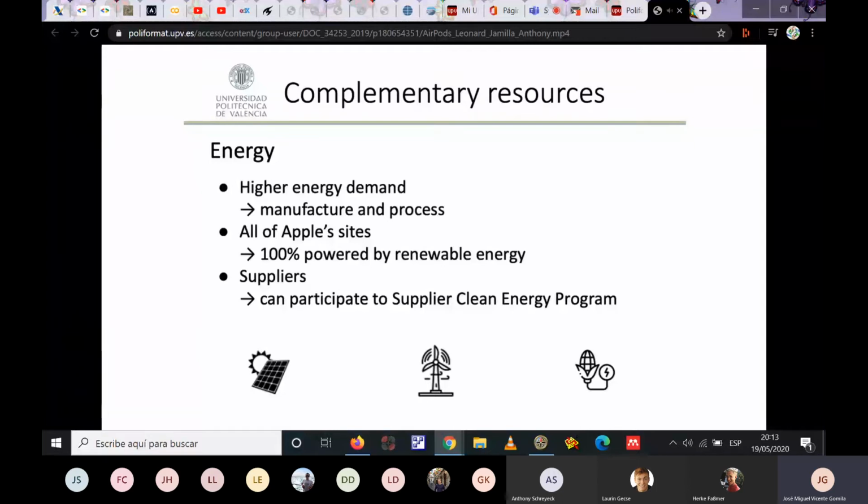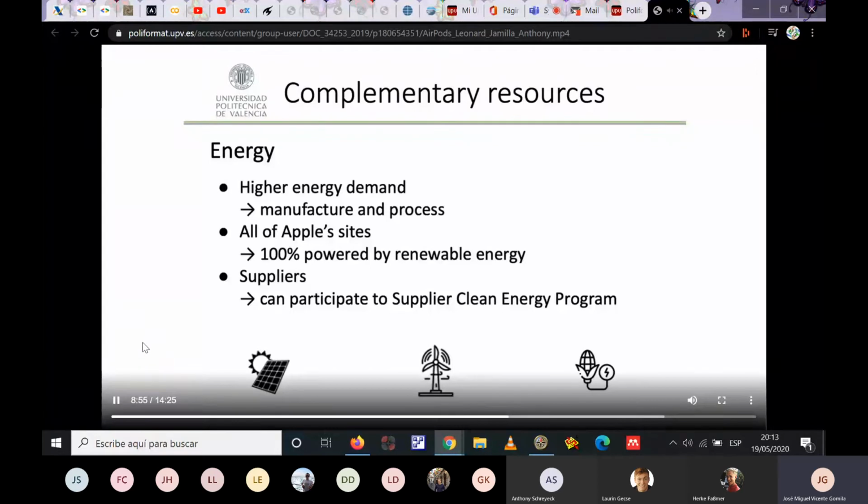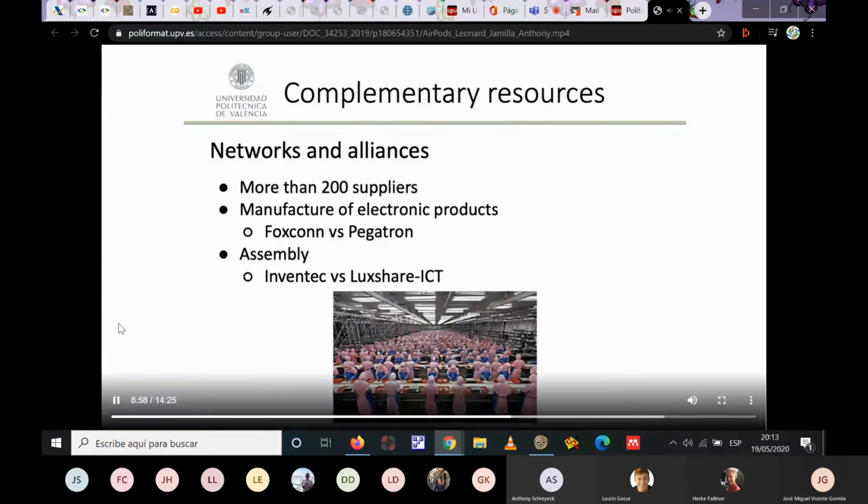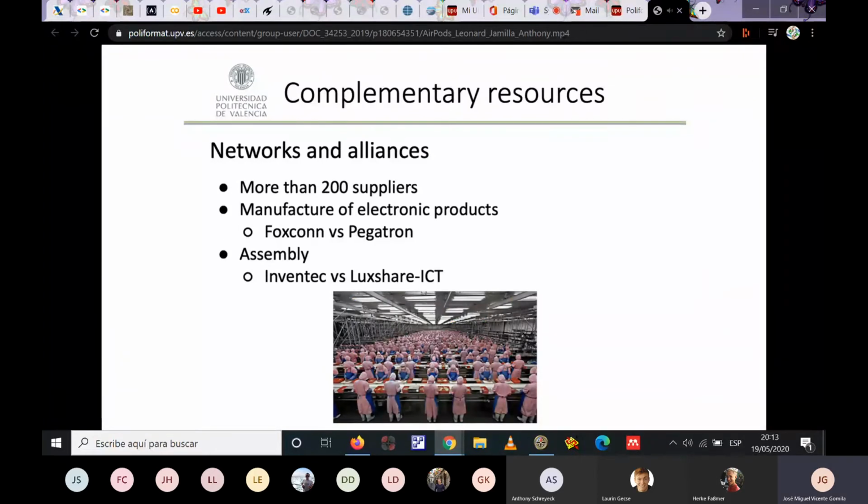Who are the suppliers? The most famous one is Foxconn, a group specialized in the manufacture of electronics products. You've probably already heard about it because it's often singled out for its working conditions. Its principal rival is Pegatron, another huge Taiwanese company. And then AirPods are assembled by the company Inventec, which was the only subcontractor of Apple until it was not able to respond to all Apple's demands. Since then, a competitive company also worked for Apple. This company is Luxshare ICT. In total, Apple has more than 200 suppliers all over the world.